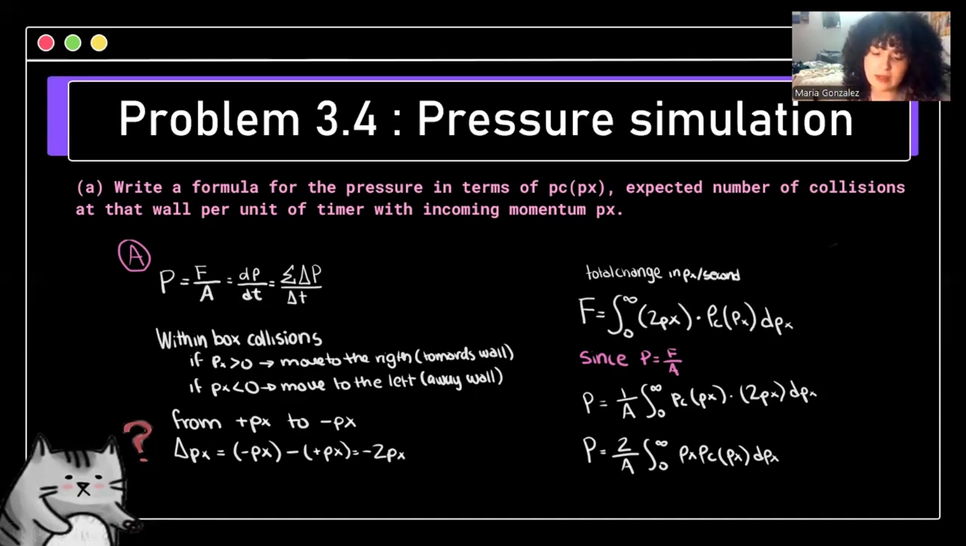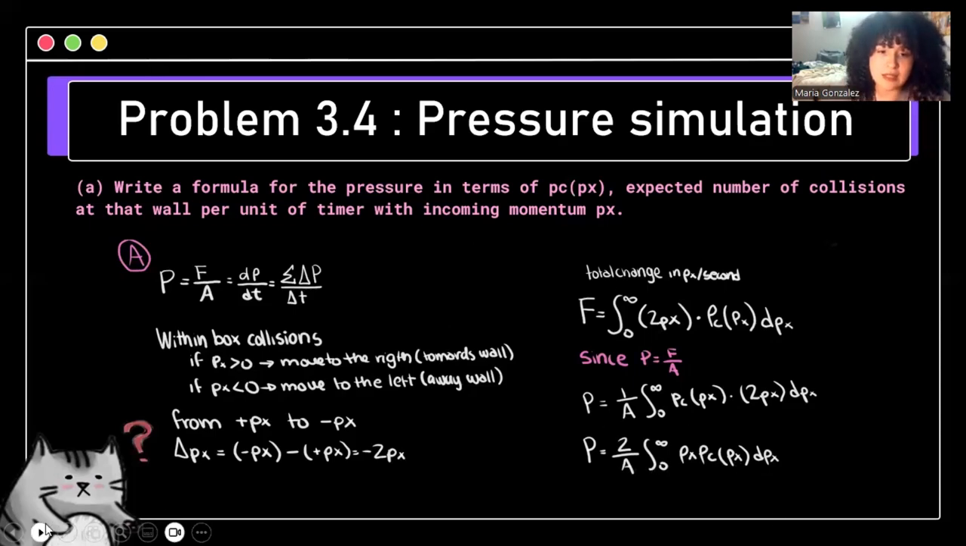Now we define the collision rate down here as the number of collisions per unit time per unit momentum interval with momentum px. If we want the total force, we sum over all the possible incoming momentum. That's what we do here with the integral. Finally, we know what I told you before about Newton's law, and if we divide by the area to get the pressure, we get this integral right here.